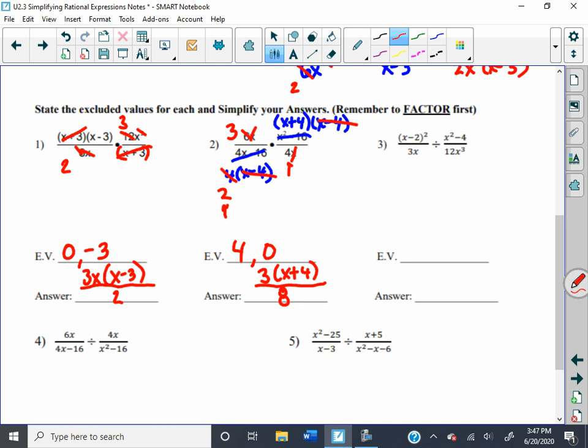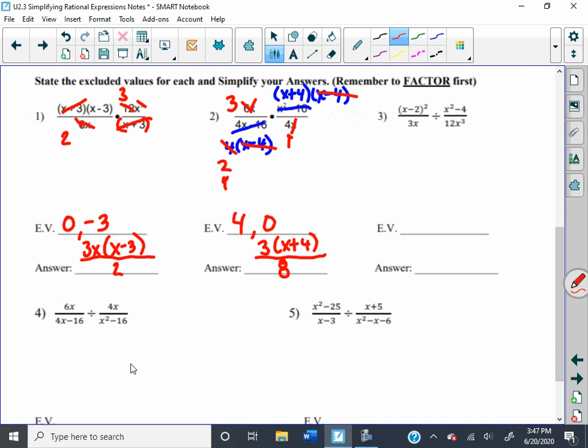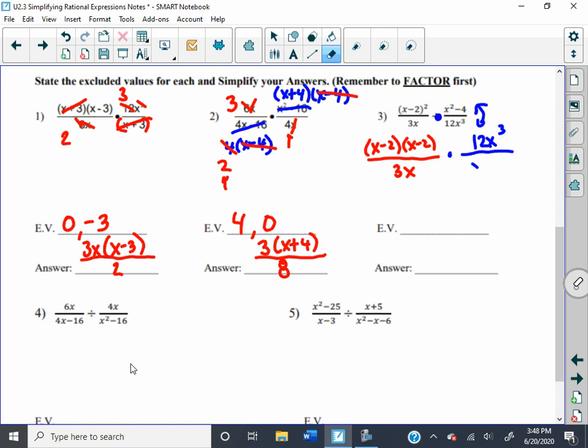All right, number 3. So division works the same. Again, we're going to change to multiplication, and we're going to flip the fraction on the right side and factor everything. So x minus 2 squared means x minus 2 times x minus 2. So I'm going to go ahead and write it twice over 3x. All right, the division changes to a multiplication, and then I'm going to flip this. 12x to the third is going to go to the top. All right, the x squared minus 4 is going to go to the bottom, and I can factor it. I'll go ahead and factor it right now, x plus 2, x minus 2.